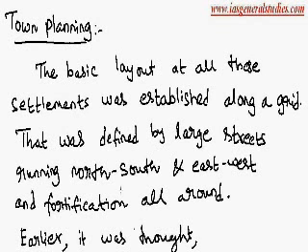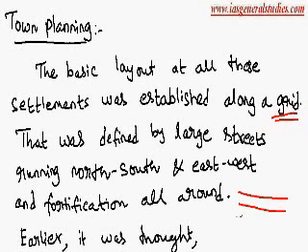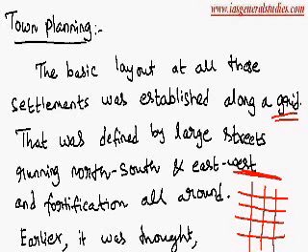Town planning of the Harappan civilization. The basic layout of all the settlements was established along a grid that was defined by the large streets running north, south and east, west, and fortification all around. So we can find a large street running in the direction of north, south and east, west like this, and the fortification all around like this.